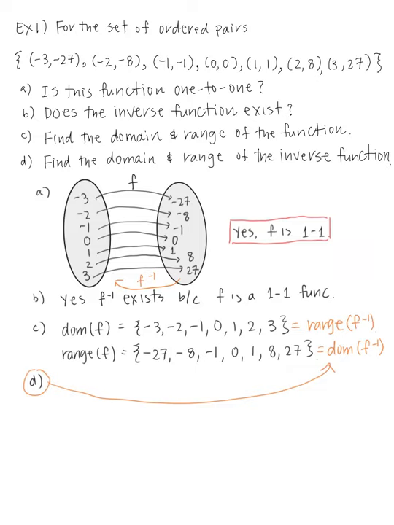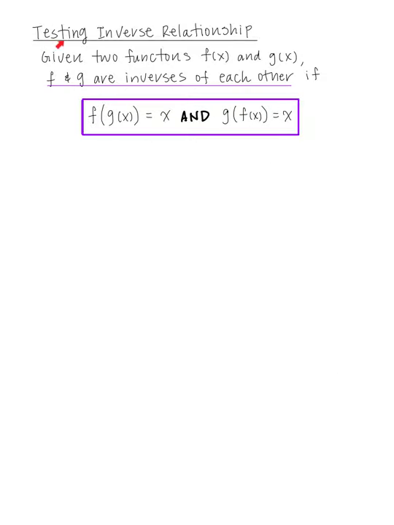Hopefully this example was not too bad. So now let's look at the next statement. Testing inverse relationship. It says that given two functions f of x and g of x, f and g are inverses of each other if f of g of x equals x and g of f of x equals x. Now remember that argument that we made earlier.